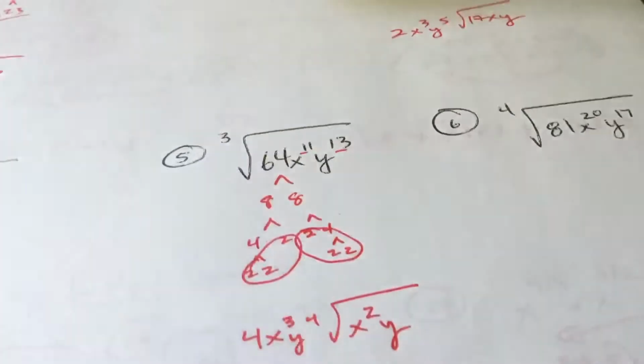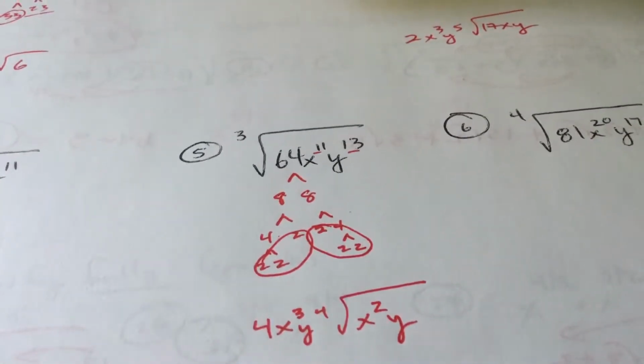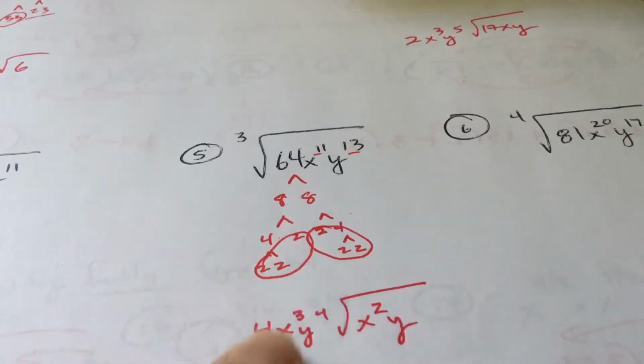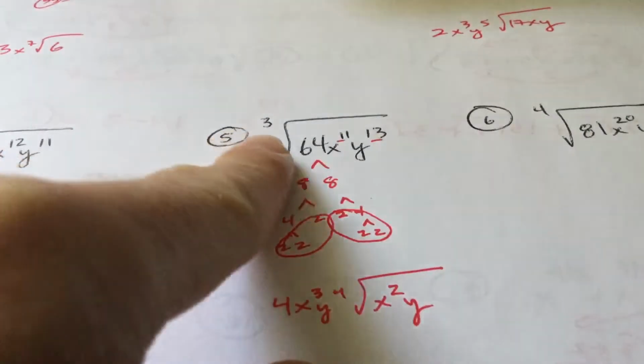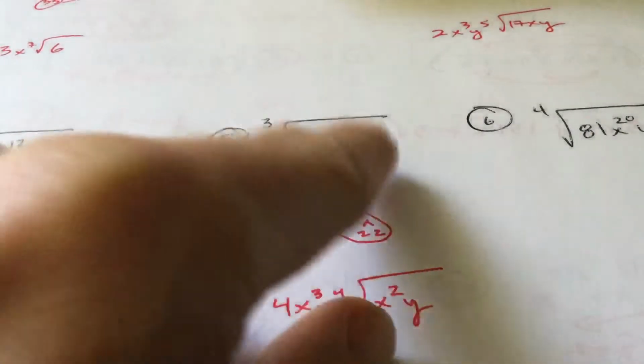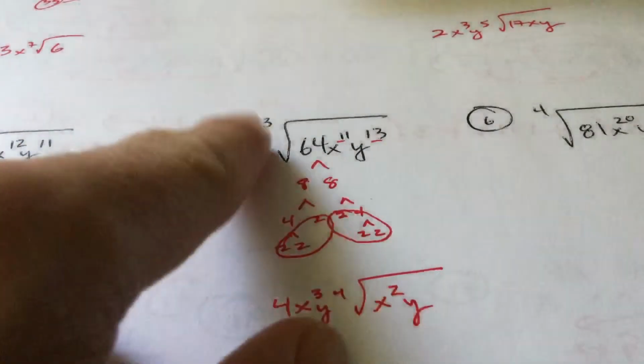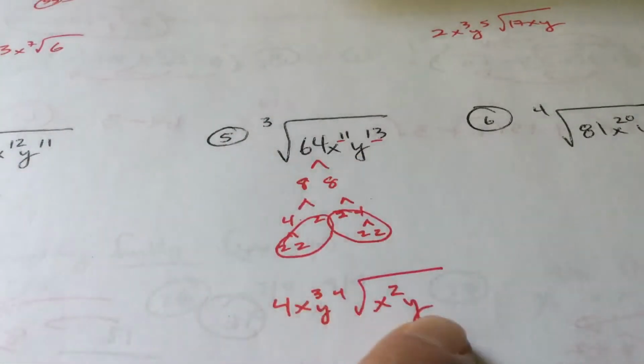Here you're looking for triplets, and if you have to break it down, you literally get a triplet, and triplet 2 times 2 is 4. The third root, the cube root of 64 is 4. 3 goes into 11 3 times, 2 left over. 3 goes into 13 4 times with 1 left over.